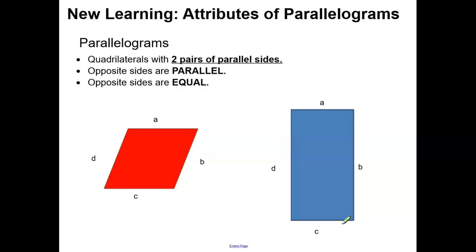That also means right away that the opposite sides are equal. So if A was 4 inches long, C would have to be 4 because the opposite sides are equal. They're the exact same length.